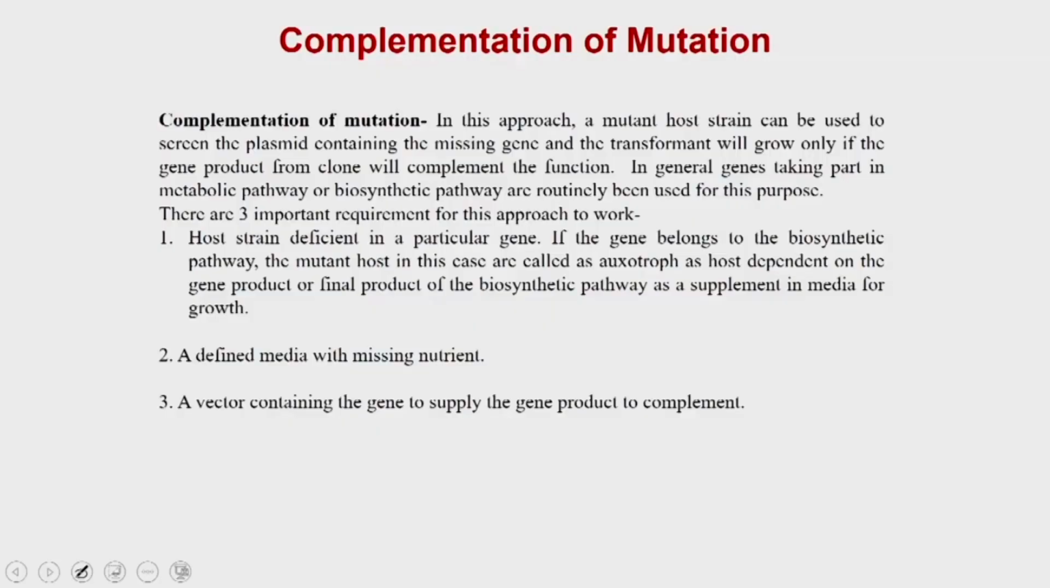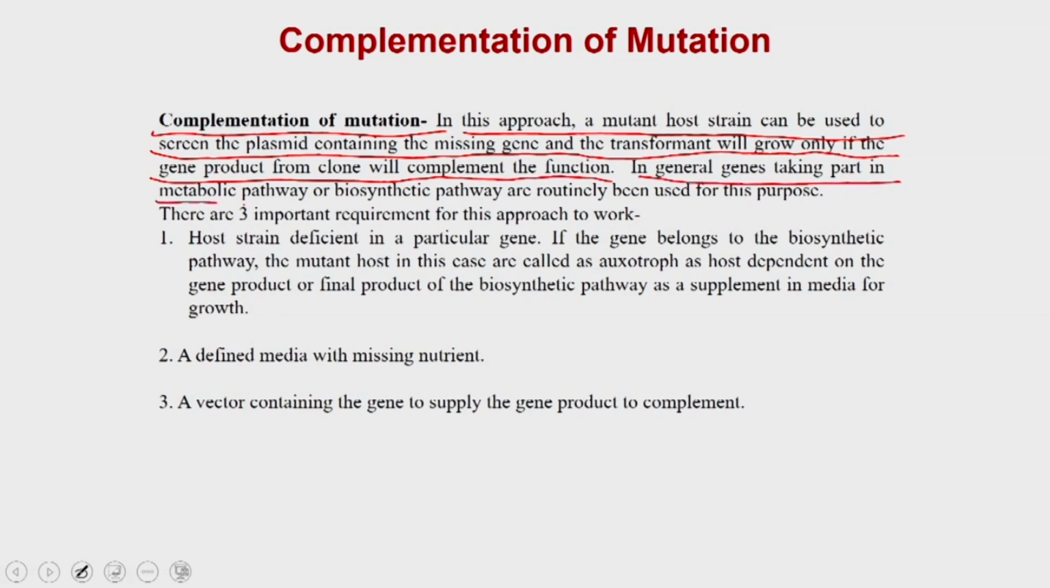Now, the last approach is the complementation of mutations. In this approach, a mutant strain can be used to screen the plasmid containing the missing gene, and the transformants will grow only if the gene product from the clone complements the function. In general, genes taking part in metabolic or biosynthetic pathways are routinely used in this process.